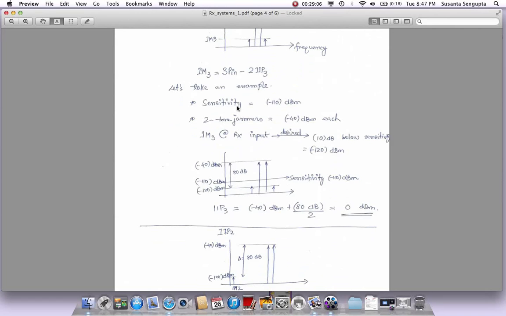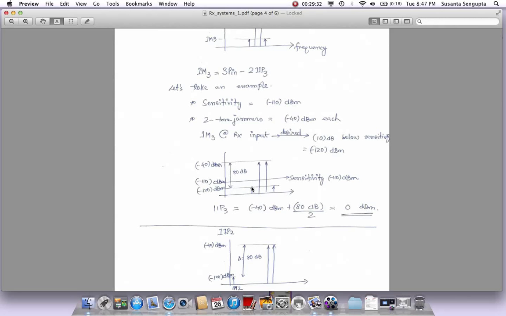Let's say the sensitivity, again, we use the same number, minus 110 dBm. And we have some two-tone jammers where each is minus 40 dBm. Okay. So since the sensitivity is minus 110 dBm, which is kind of what is drawn here. So here are the two jammers which are minus 40 dBm each. Okay. Here is the sensitivity line which is minus 110 dBm, and we are saying this IM3 will be created.